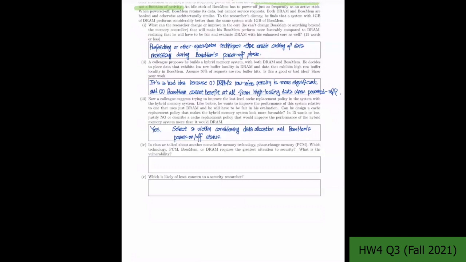So let's first think about potential vulnerabilities of each memory covered in our class. First, PCM. It has a serious vulnerability due to its non-volatility, which is commonly called the data remanence problem. Meaning that after the power is off, an adversary can obtain stored data in the memory.